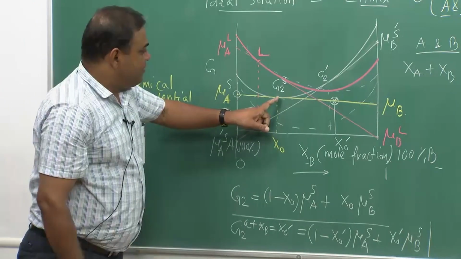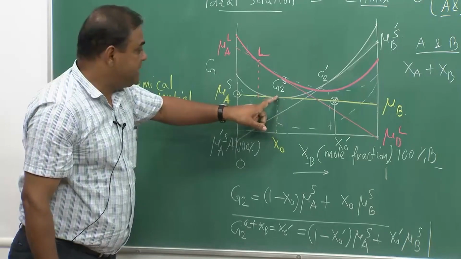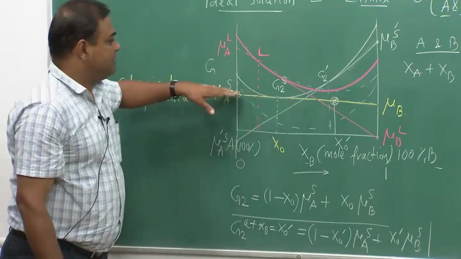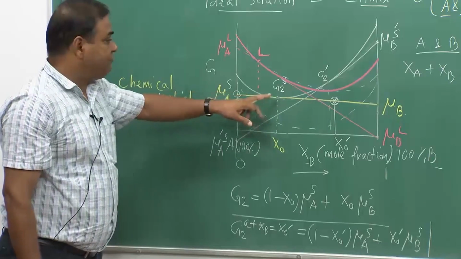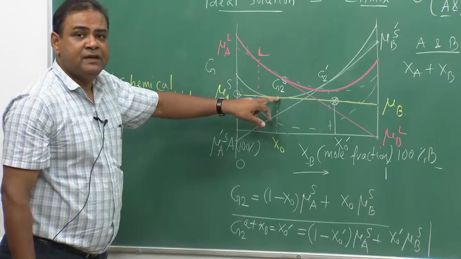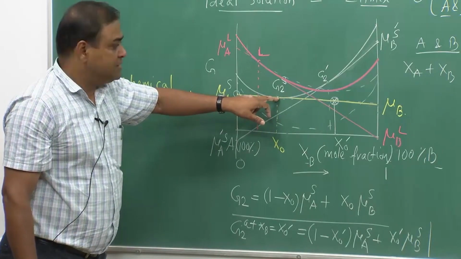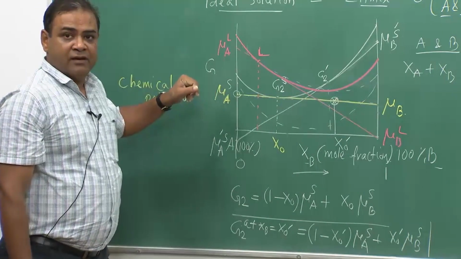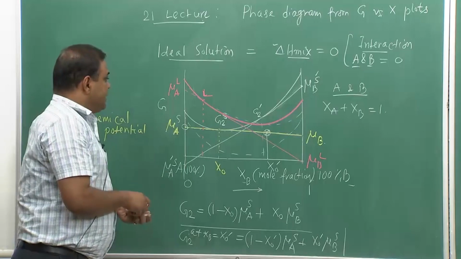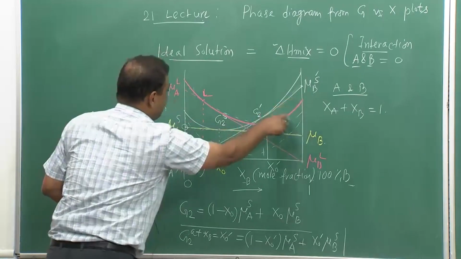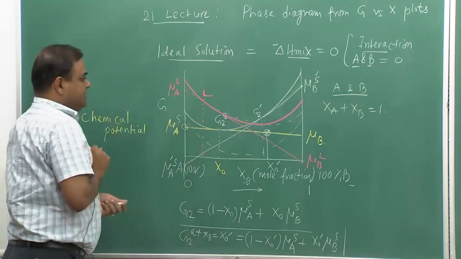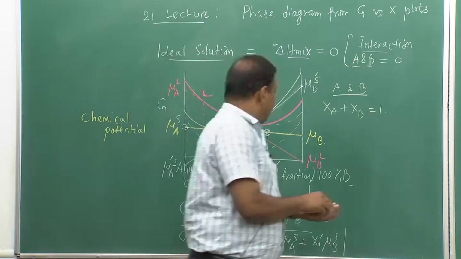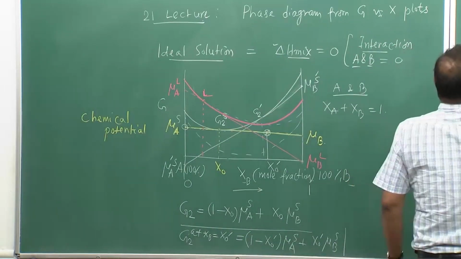And what does it mean? It means that on this line, I can find what would be my G2 at any composition over this line, okay? Now, if I have this information, if I have the liquid and solid, then let us see an interesting situation.